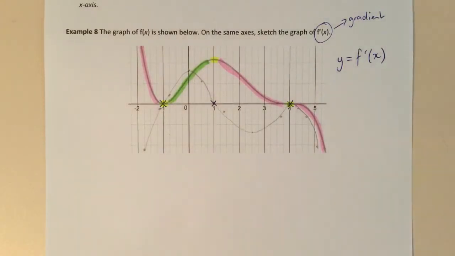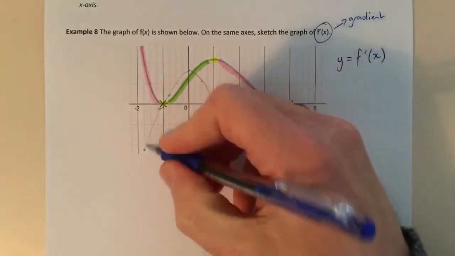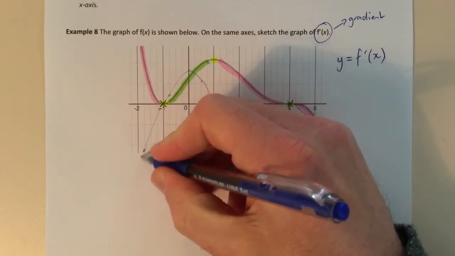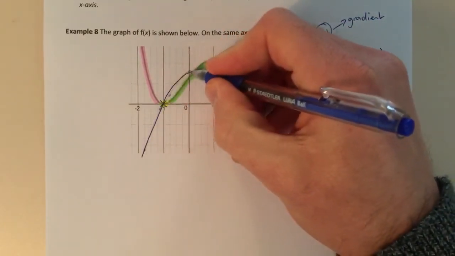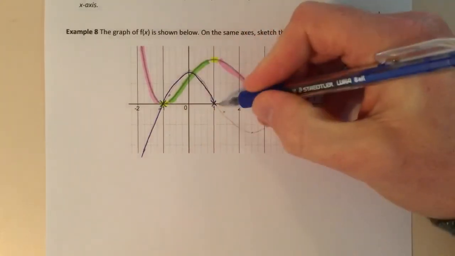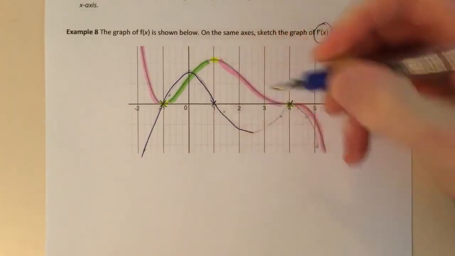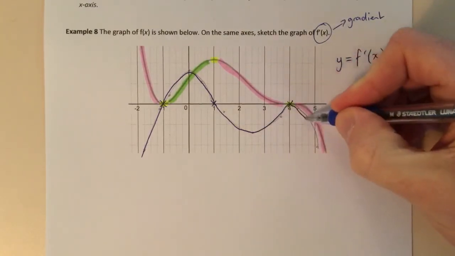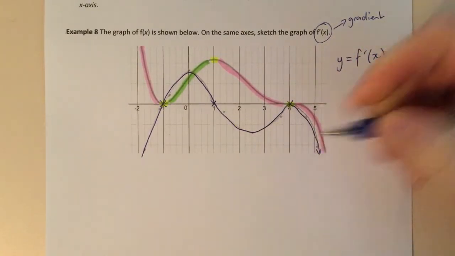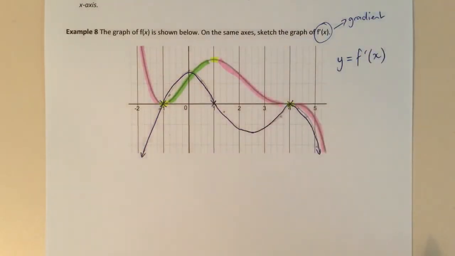Okay, so if I try to make that look like a reasonable curve for our graph of f'(x), we're going to get something that looks like this, right? And continues off in both directions. Now, those aren't going to be perfect.